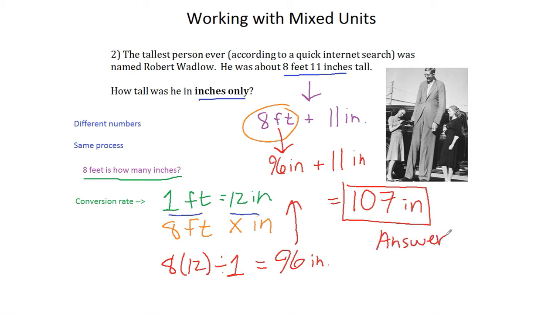So for whatever reason, if we said, great, he's a tall guy, 8 feet 11 inches tall, but we want his height in inches only, don't tell me how many feet and then how many extra inches, just tell me inches, we'd say, okay, well, then it's 107 inches. There you go.